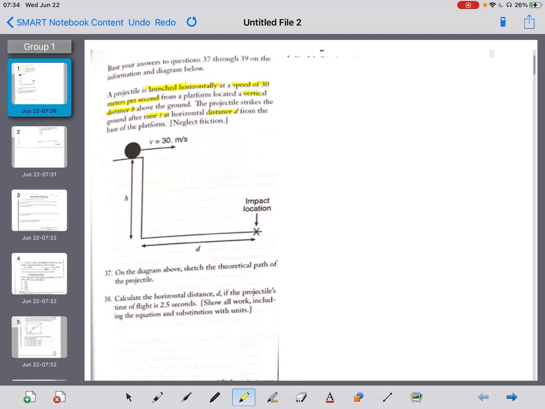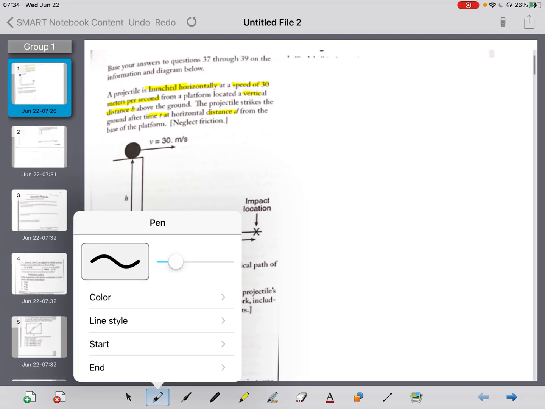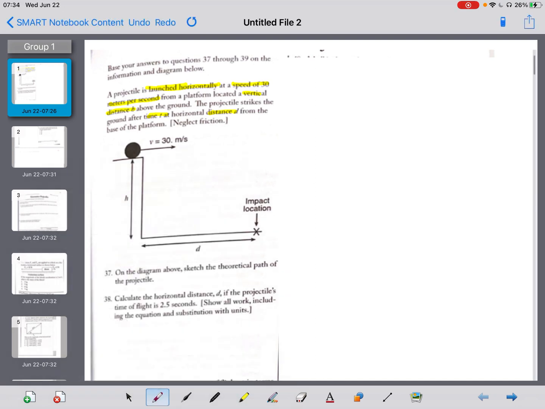So it says, number 37, on the diagram above, sketch the theoretical path of the projectile. We know that all projectiles take the shape of a parabola, but here you're actually going to have half a parabola, right? So you're going to make something that's a little arched like that. As long as you can justify that it's not something that's just a straight slant, that's fine. So I'll redraw it one more time.